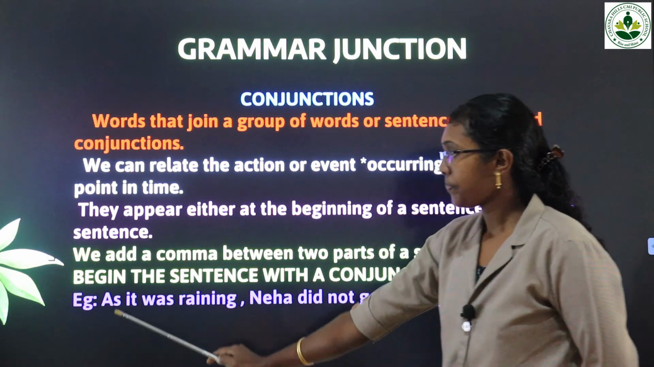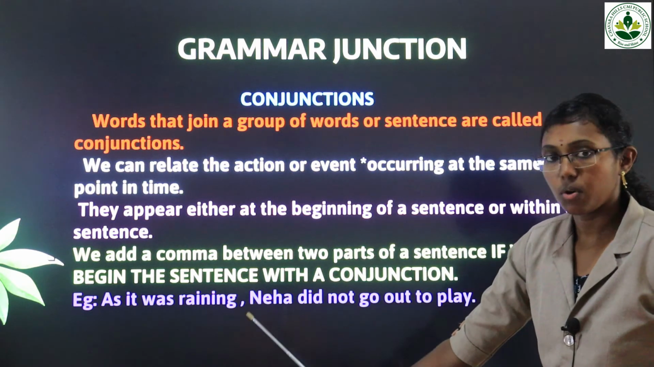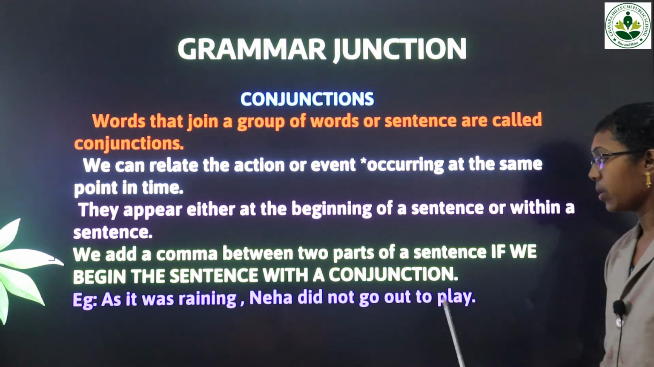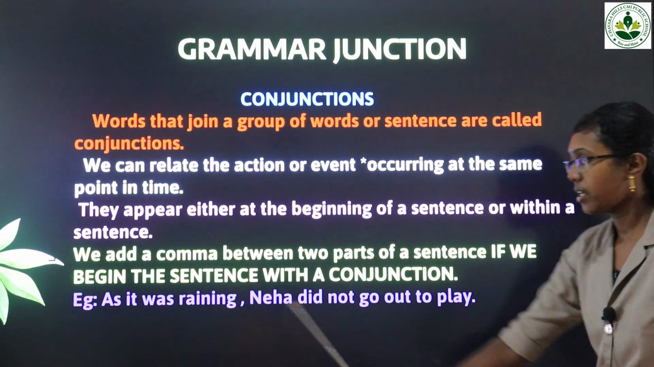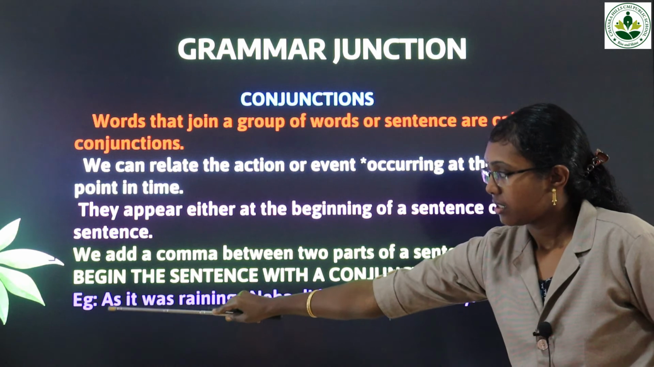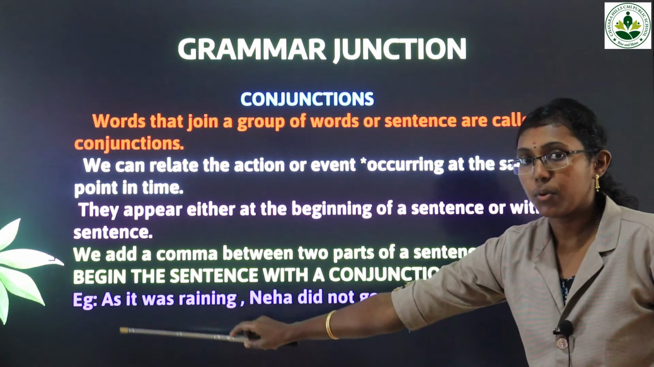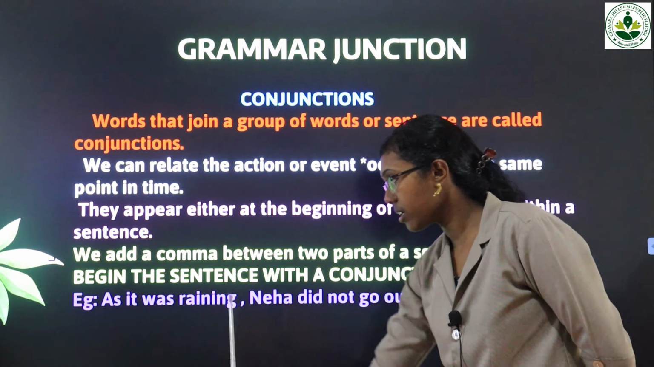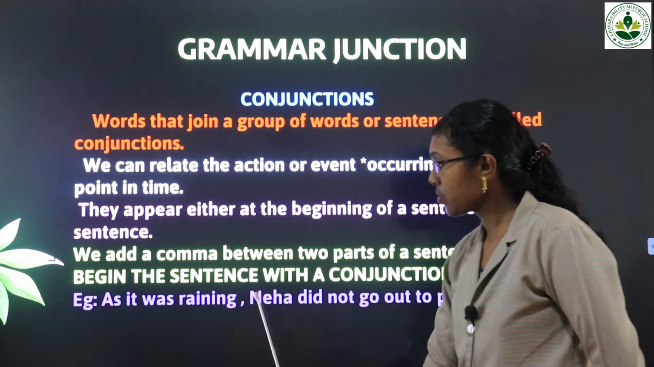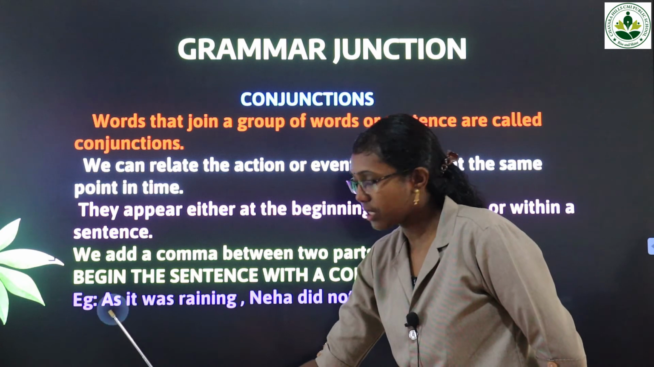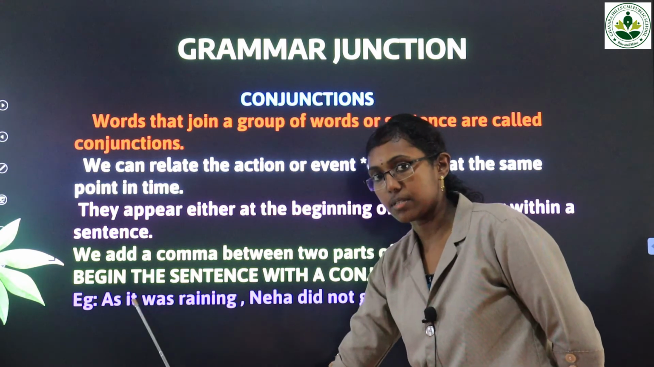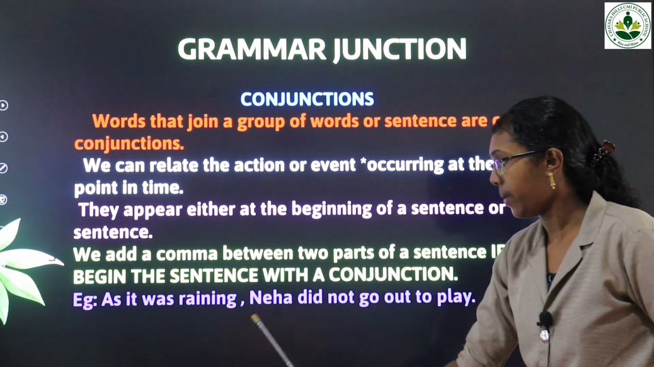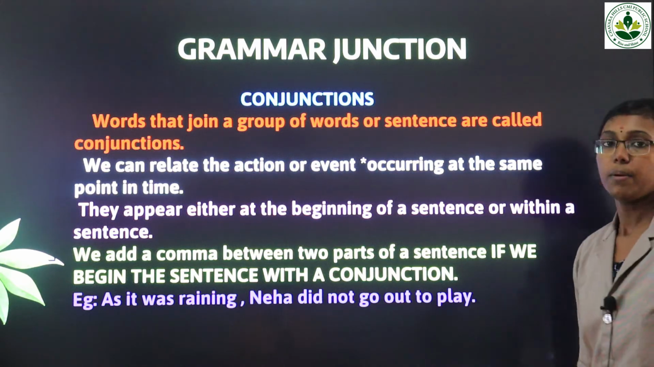See the example. As it was raining, comma, Neha did not go out to play. Do you understand? In the first, the conjunction we have used is as. As it was raining, the reason we are showing. Why did we use a comma here? Because we used the conjunction in the beginning of the sentence. As it was raining, comma, Neha did not go out to play.